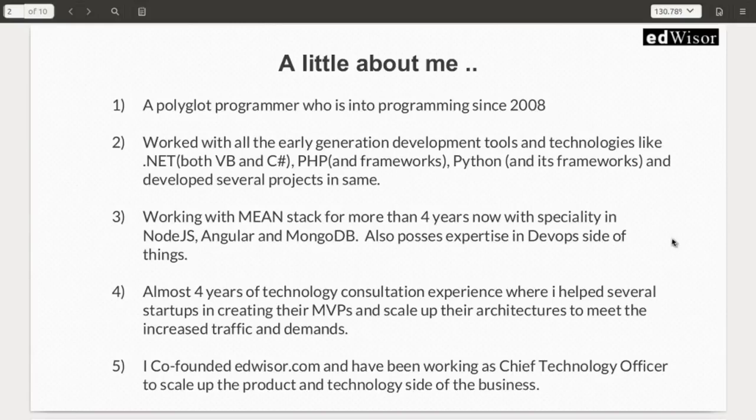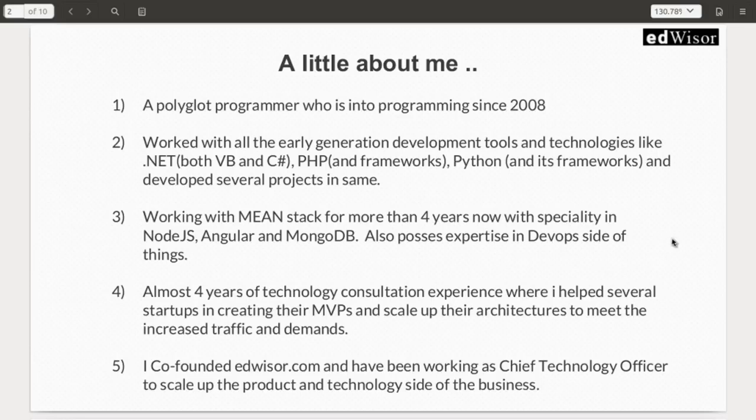Before we start with the actual topic, I would like to tell you a little about me. I am a polyglot programmer who has been programming since 2008. I have worked with the early generation of languages like C, C++, etc., and with all the early generation development tools and technologies like .NET in both VB and C Sharp, including its frameworks like ASP.NET, Windows Form, WPF, Silverlight, and whatnot, and also in PHP and its frameworks like Symfony, Laravel, and Cake PHP, to recall some of them, and Python and its framework like Django, and I've developed several projects in the same.